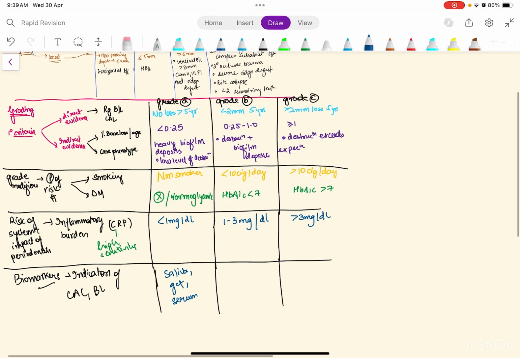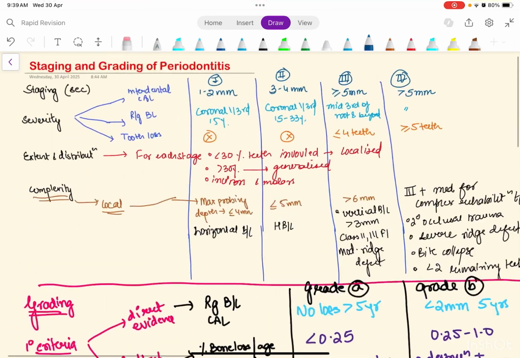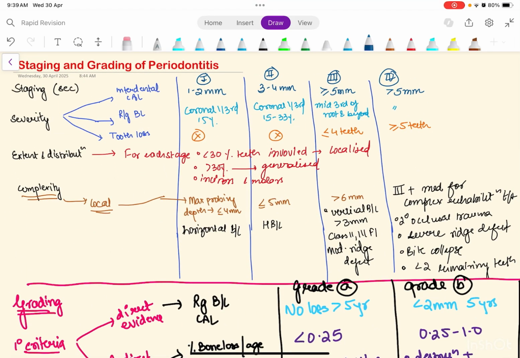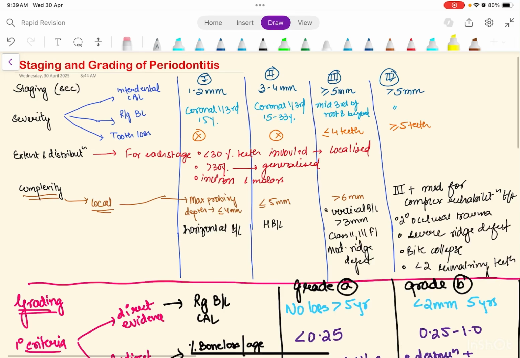Now we are basically done with all we need to know about staging and grading, and we'll go through it once again so that it's thorough. So first of all, we will talk about staging. Now in staging, you have to remember that we have 4 stages: 1, 2, 3, 4. Then first is the criteria of severity. In severity we have interdental clinical attachment loss, then the radiographic bone loss, and then the tooth loss.